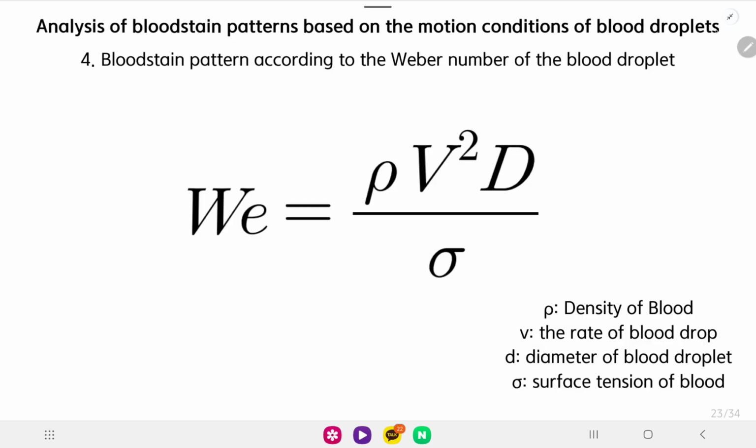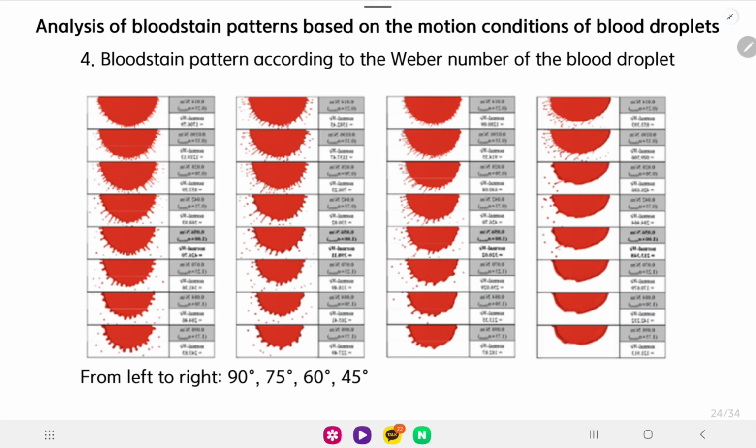The Weber number represents the ratio of inertial forces to surface tension and is another crucial factor in bloodstain formation. When the Weber number is bigger than 1, droplets spread extensively and create complex stain patterns, whereas when the Weber number is smaller than 1, it results in more uniform bloodstains due to the dominance of surface tension. In this study, we controlled it by adjusting the surface tension coefficient while keeping the droplet diameter and velocity constant.